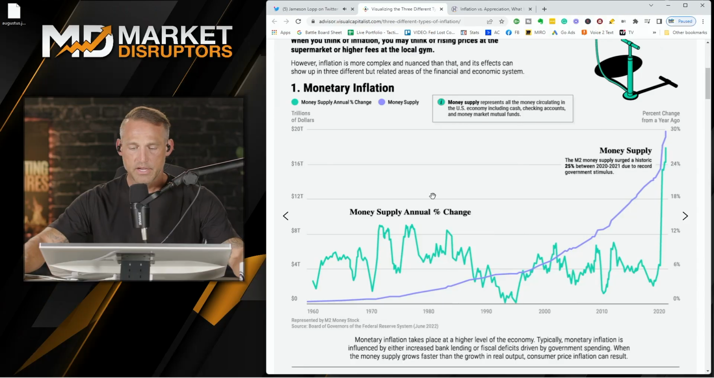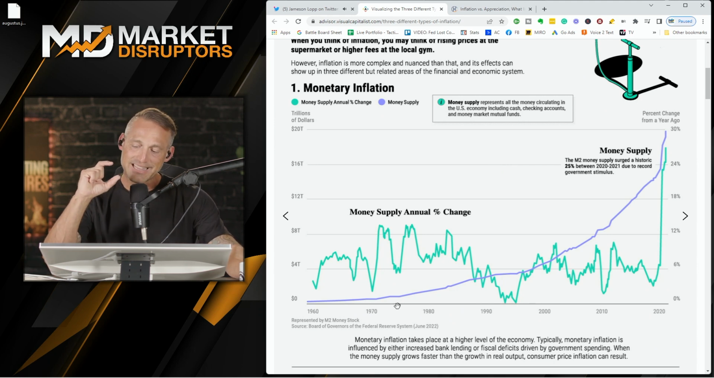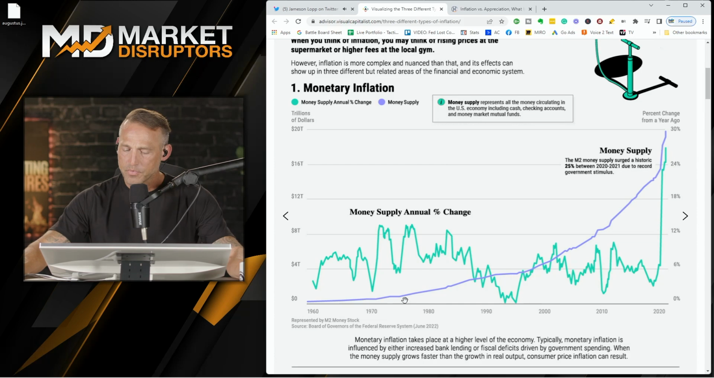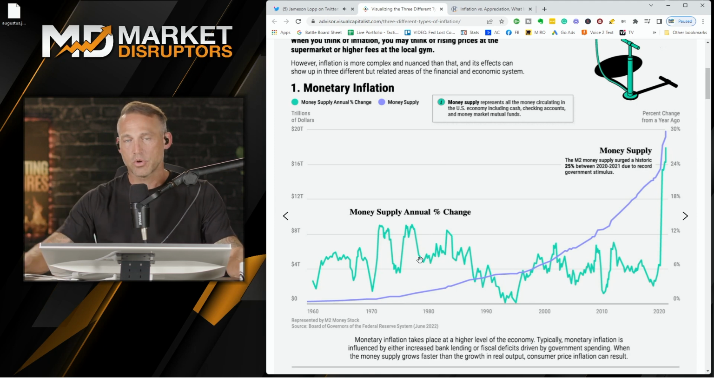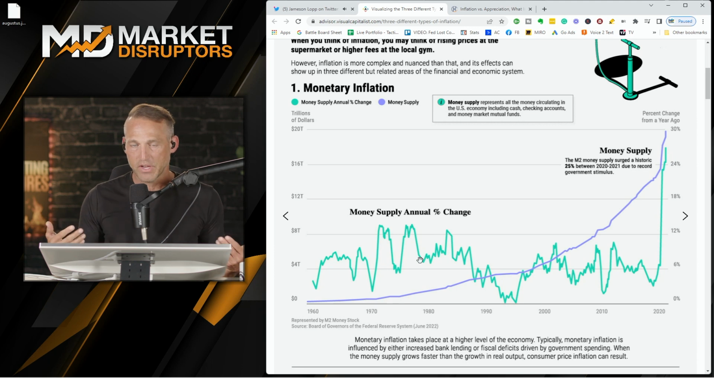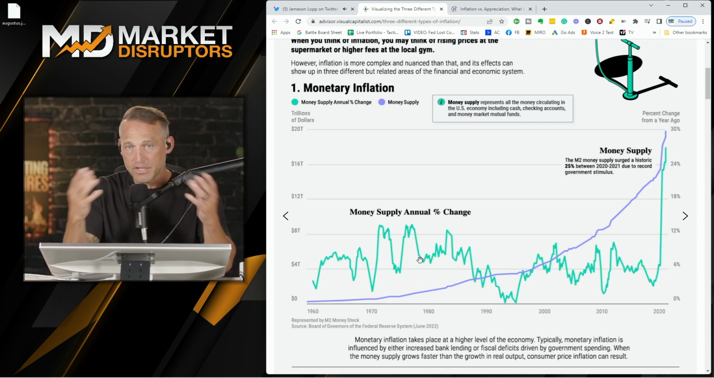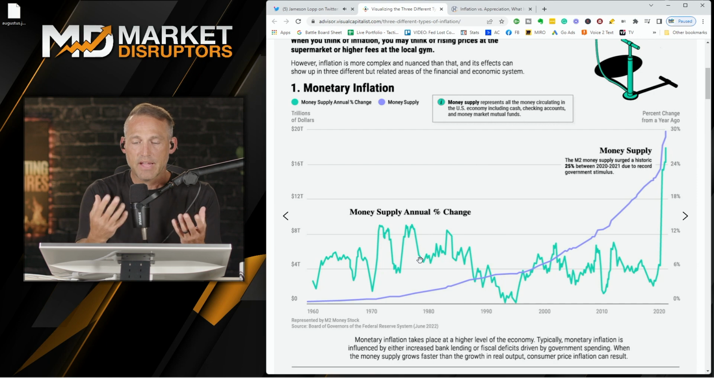Let's take a look at this right here from the Visual Capitalist. This shows the monetary inflation. This purple line is the amount of money in the system going up. The green line is the percentage change. Sometimes it's going up, sometimes it's going down, but the purple line shows it's always basically going up. Why do I show this? Because the definition of inflation is really monetary inflation. When you increase the money supply, that's inflation.